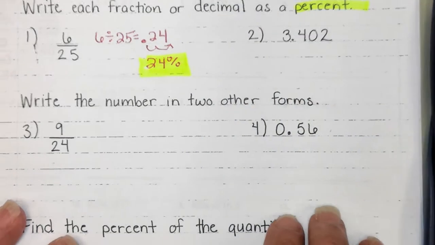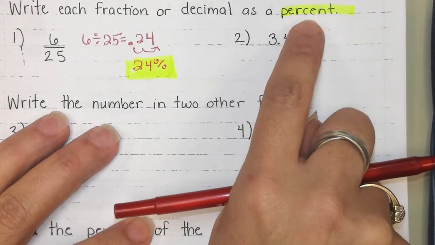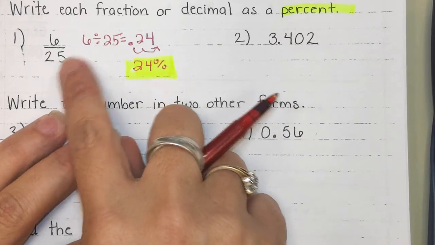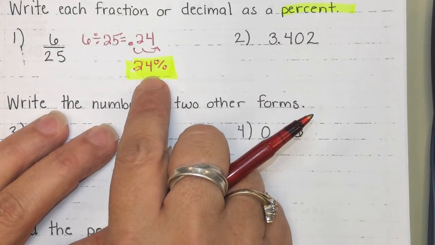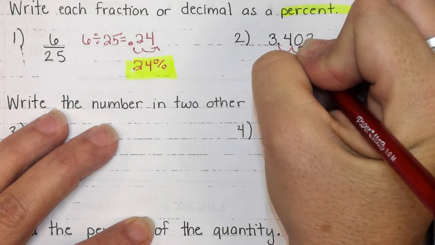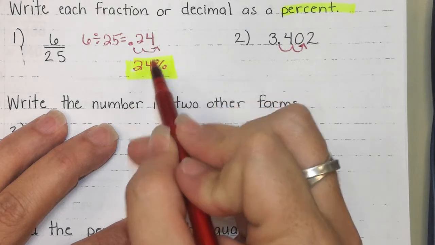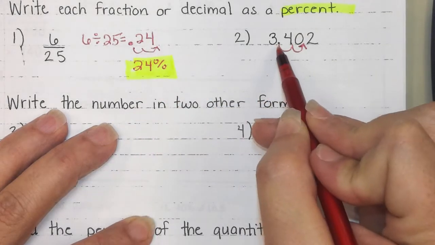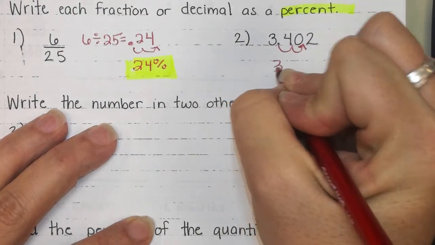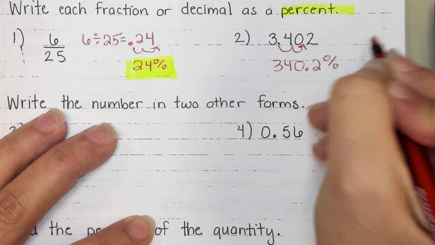It's the same thing. On this one, they gave us a decimal and we're trying to get to a percent. How do you get from a decimal to a percent? Move it twice to the right, because we just did that. We just changed this decimal to that percent. So if I move it twice to the right, it would be 340.2%.